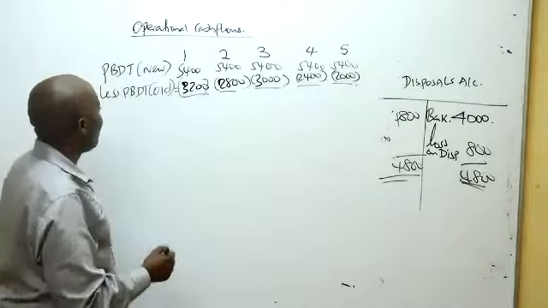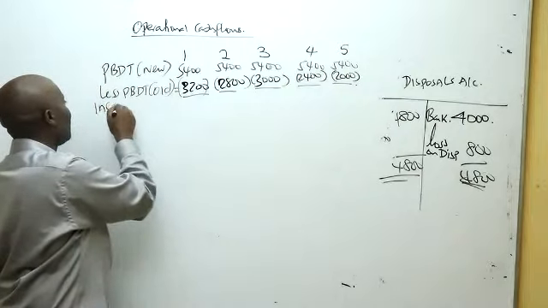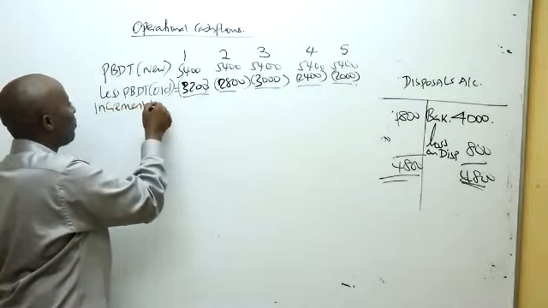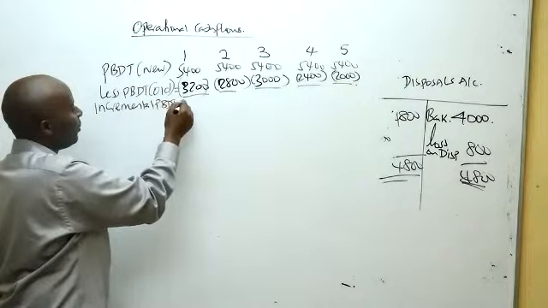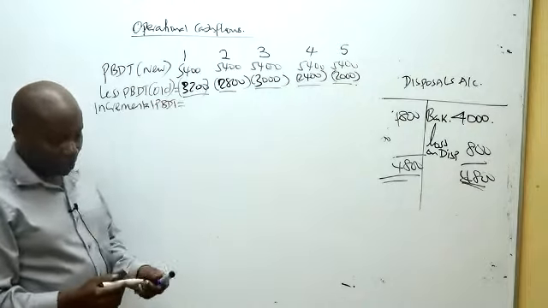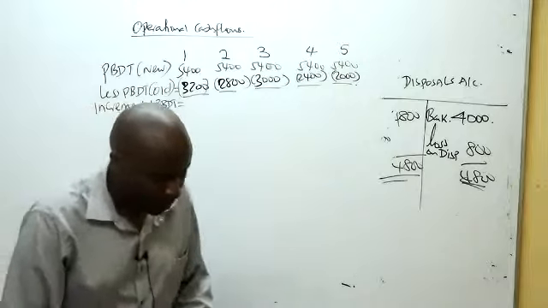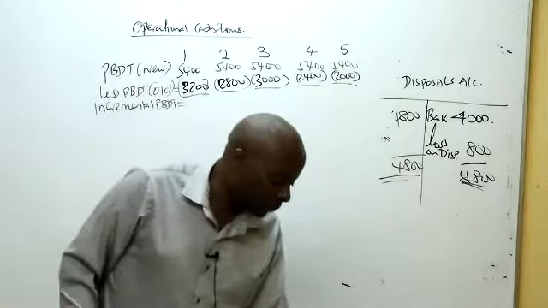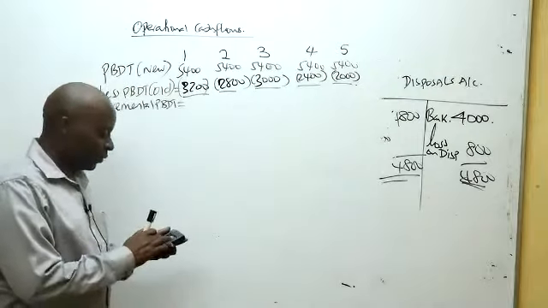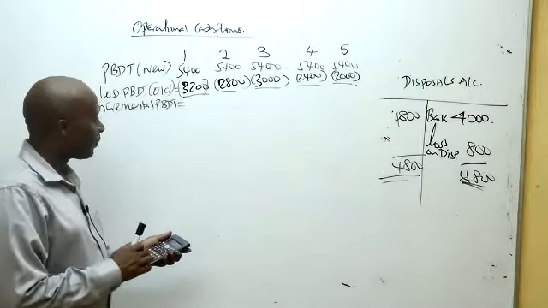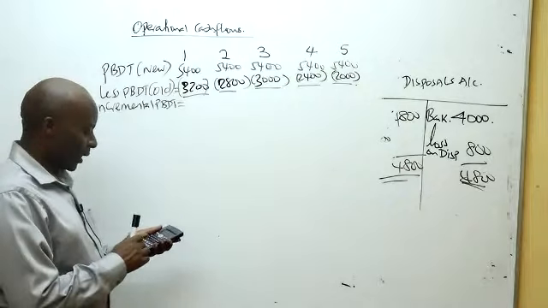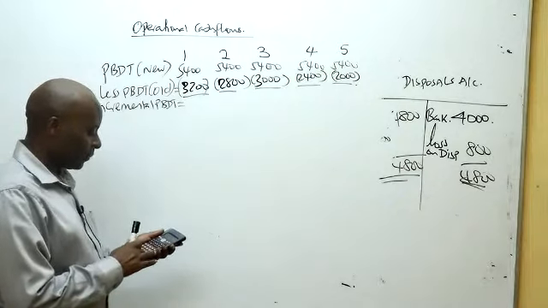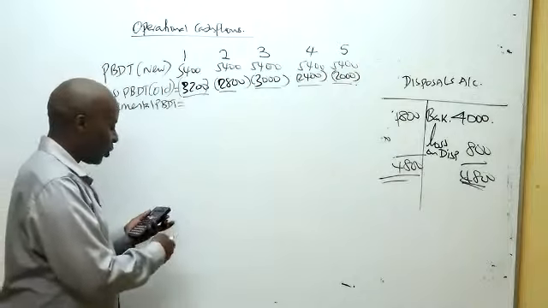Give us the incremental profit before depreciation and taxation. I hope you have your calculators. So the first one will be 5,400 minus 3,200, which gives us 2,200.